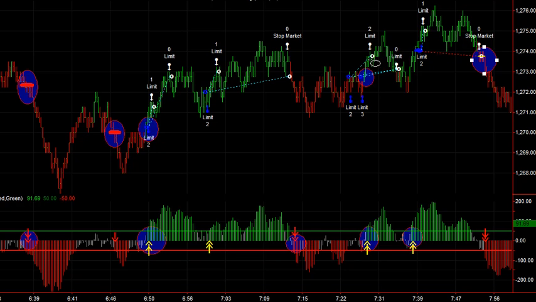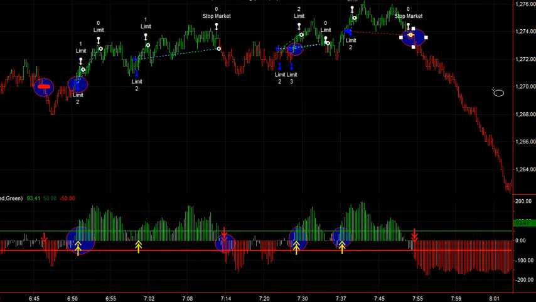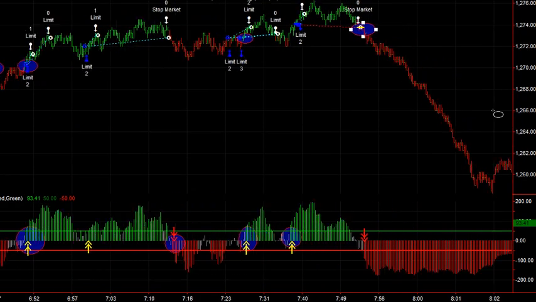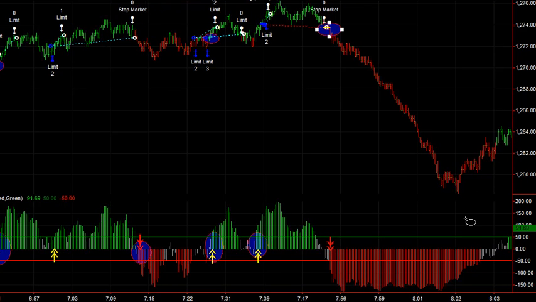Exited a little on strength here, but exited again on weakness. Took a little bit off the top right here, but exited on weakness. Here I would have liked to have entered short and then exited on additional weakness. You could see how the market just really bottomed out right there. That was a huge run.